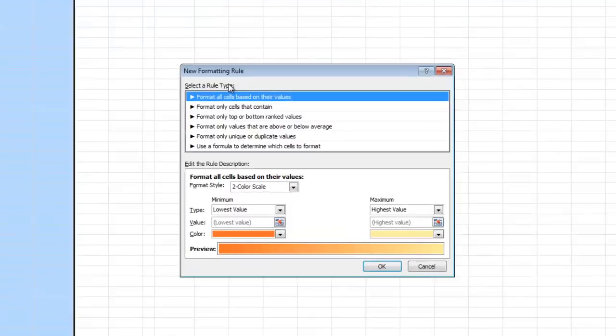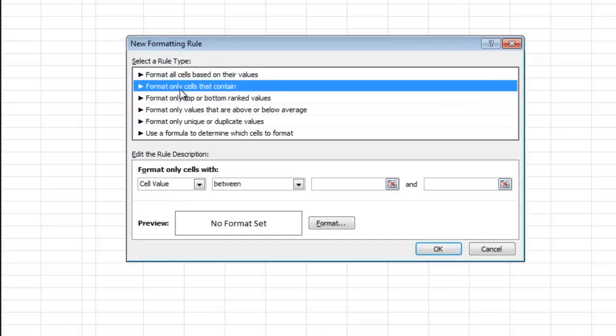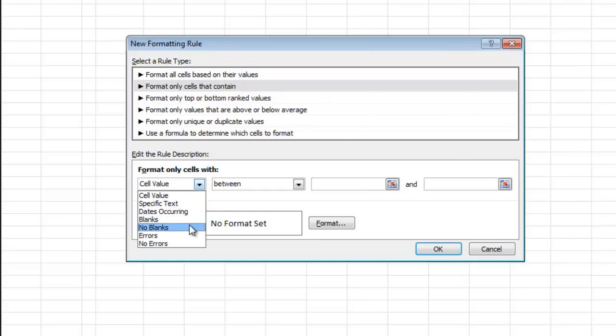Now, before I talk about this, I want you to understand conditional formatting is a very nifty little thing in terms of making your spreadsheets more readable. I don't think you ever want to make your spreadsheets artistic or flowery. I think you want to spend as little time as possible, but you want to make them as readable as possible. Conditional formatting can really help with that. Once we've gone into conditional formatting, we're going to format only cells that contain, and you can see down here, one of the options is no blanks.